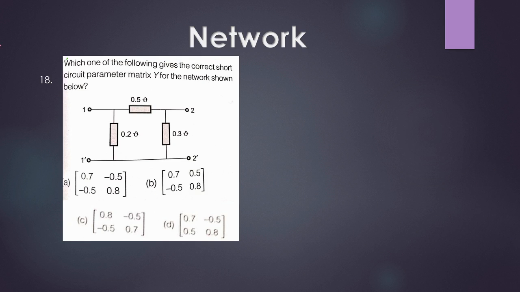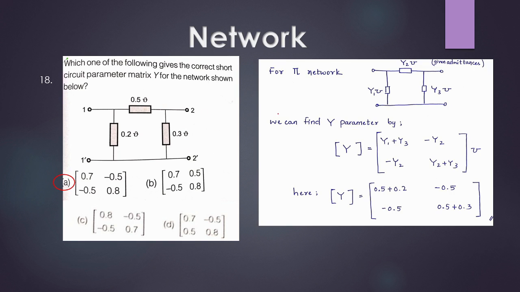Next question. Which one of the following gives the correct short circuit parameter matrix Y for the network shown below? These are the admittances given in mho. It is asking about the Y parameter matrix. As you can see, it looks like a pi network. So let's see what is the answer. Answer will be A, because for a pi network, if admittances are given like this, y1, y2, y3, we can find the Y parameter by Y equal to y1 plus y3, minus y2, minus y2, y2 plus y3.